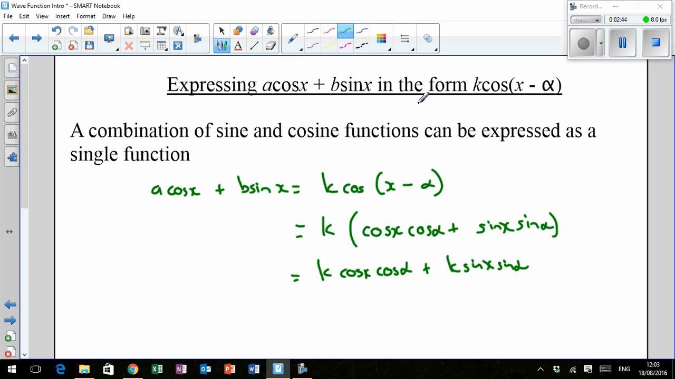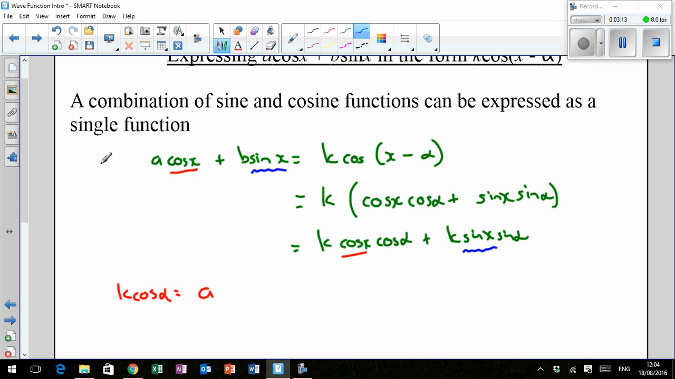Now what we're going to do is compare coefficients. In here, cos x is here and cos x is here. That means attached to this cos x is a, and attached to this cos x is k cos alpha. So k cos alpha has to be equal to a. Similarly, looking at the other one, sin x is here and sin x is here. Connected to this sin x is b, connected to this sin x is k sin alpha. So k sin alpha has to be b.